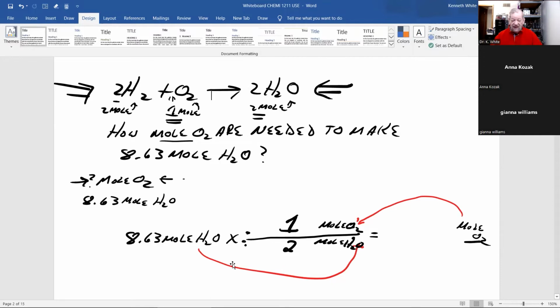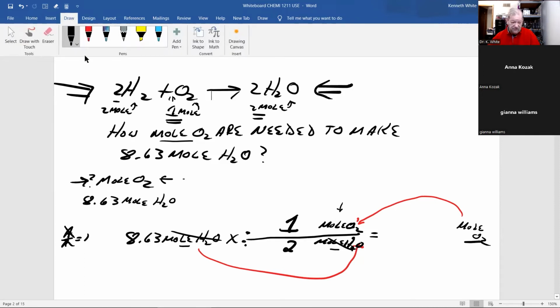Now, before I pick up my calculator, I'm going to check my units. Notice moles of water divided by moles of water, and anything divided by itself equals the number 1, canceled out. So this is canceled out. I'm left now with moles of oxygen. And now I will pick up my calculator, clear it, 8.63 divided by 2, and my calculator gives me this number.